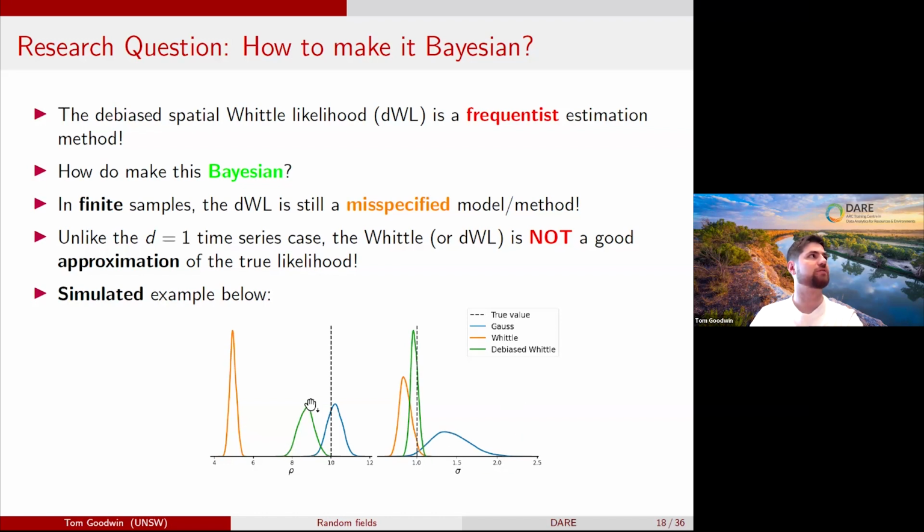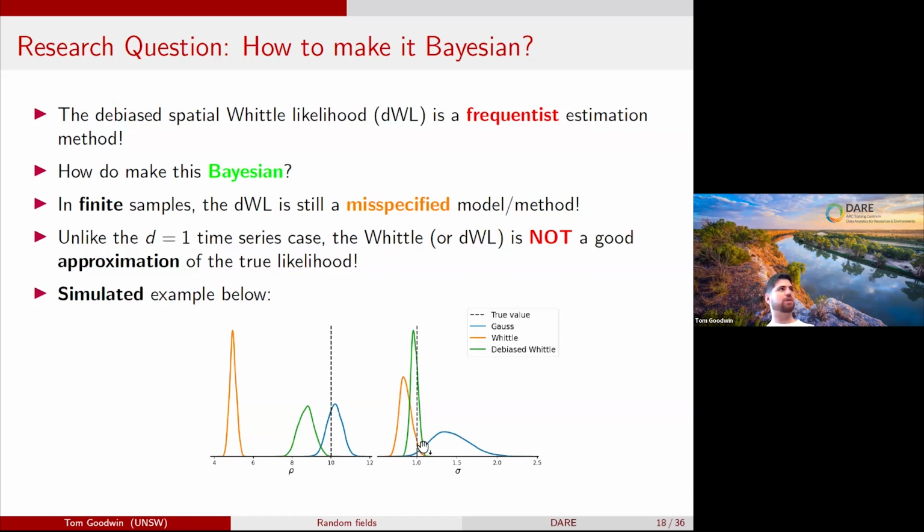What you'll notice is that, sorry, the green is the debiased Whittle, and the blue is the true likelihood. While the green, the debiased Whittle, eliminates a lot of the bias, because the Whittle likelihood underestimates this rho parameter. This is just for some simulated data, and it underestimates the sigma parameter. You're not going to get a good approximation of the true likelihood either way, and while it debiases, you get better estimates in the frequentist sense.